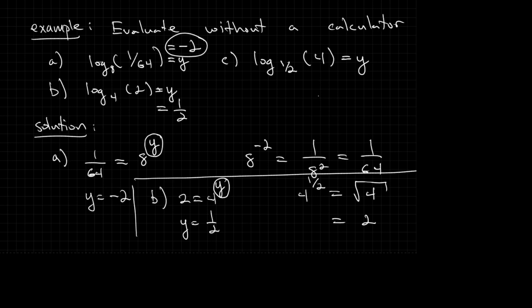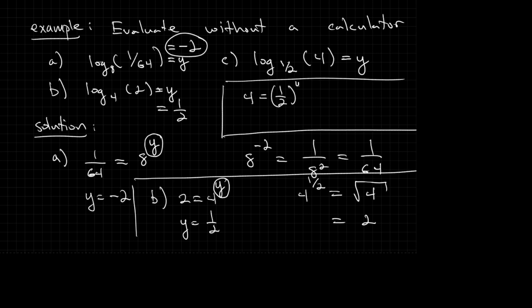Now let's complete this last one. I think we can complete it in this space here. So we'll convert to exponential form. 4 equals 1/2 to the y power. And we'll use the same idea from part A. If you do 1/2 to, for example, the -3, this is the same thing as 2 to the 3 over 1 to the 3. And it looks like I lied when I said I could complete this in this space.